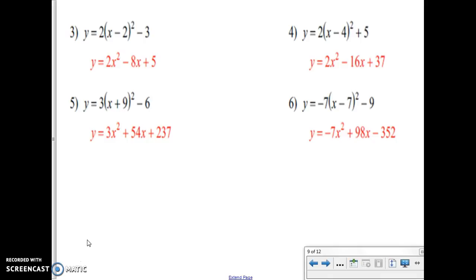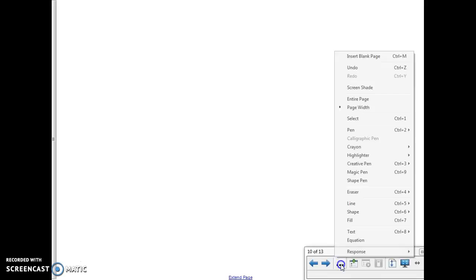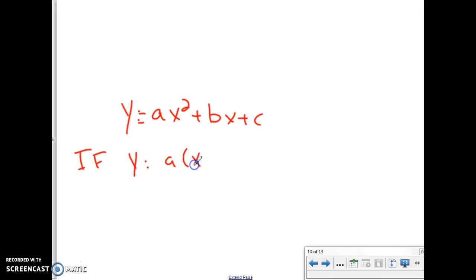So we've talked about how to turn something that's in vertex form into standard form. There's one other form that we want to deal with, and that's called intercept form. Just to give you a background, standard form, once again, is ax squared plus bx plus c. Intercept form has this form, and we talked about this earlier with the last investigation: x minus p times x minus q. So I can turn this one into this.